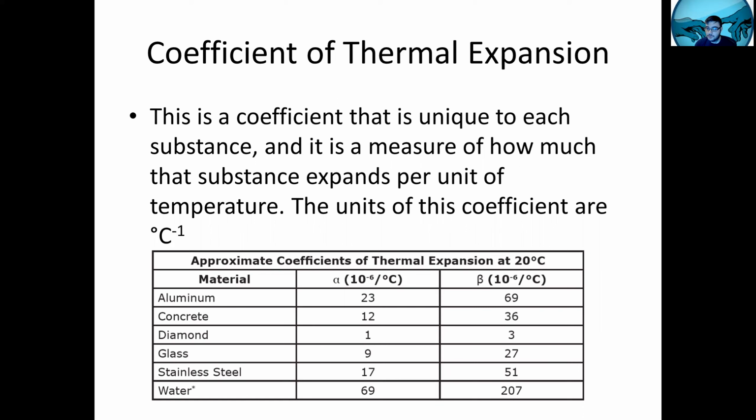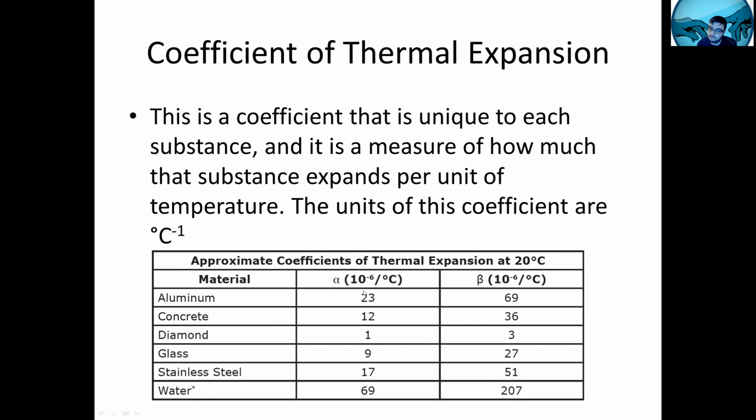Okay, last thing for thermodynamics, I think, is the coefficient of thermal expansion. This is a coefficient that is unique to each substance, and it is a measure of how much that substance expands per unit of temperature. The units of this coefficient are per degree Celsius, right? So this Celsius to the negative 1 is actually just 1 over Celsius, okay?